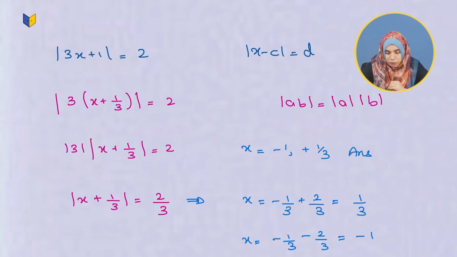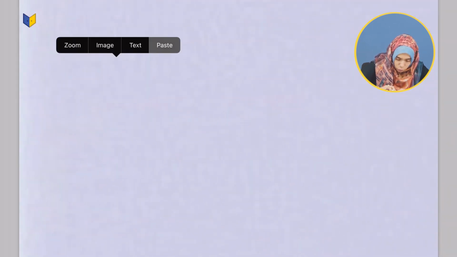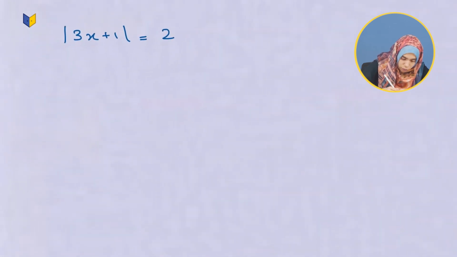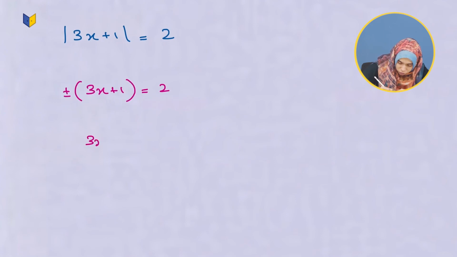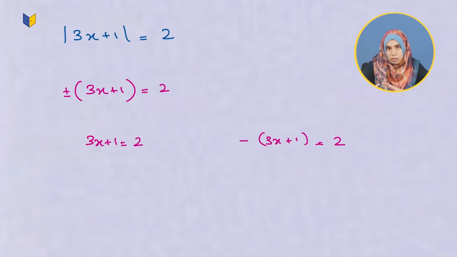But in this approach, you have to be careful with a few things, like the sign when you find the center, taking the 3 common. You can actually avoid all of this by using the second approach instead. Let's see how to do that. For the second approach, I'll start all over again. Nothing to modify, standard rule, remove the mod, put a plus minus. So 3x plus 1 with a plus minus equals 2 will help me form two equations. First equation, 3x plus 1 equals 2. Second equation, minus times 3x plus 1 equals 2. Right hand side is as it is.